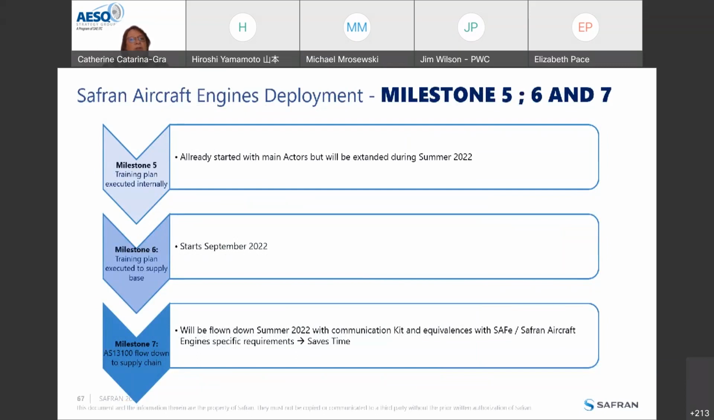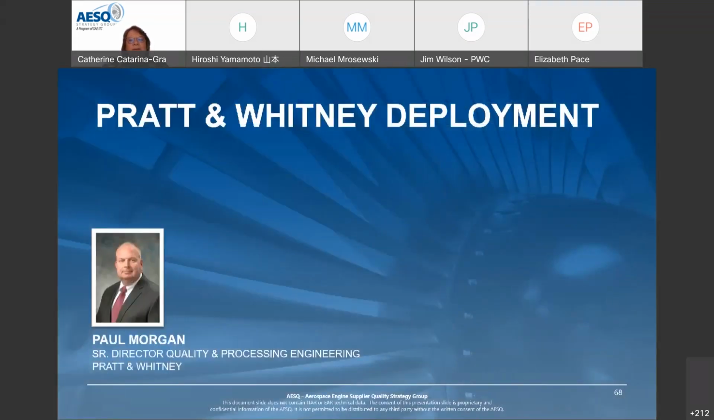The training plan, so internally it already started, but we need to extend it during summer. The training plan to supply base will start in September once they have had time reviewing AS13100. And of course, Milestone 7, which is the flow down, will be done during summer 2022 with the communication I talked about before. Next, please. So this is our deployment plan at Safran Aircraft Engine. And I will hand to Paul Morgan from Pratt & Whitney, and he will explain his deployment.